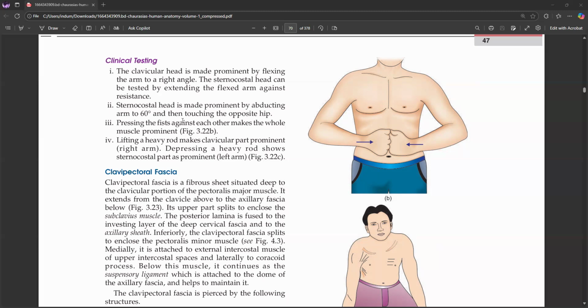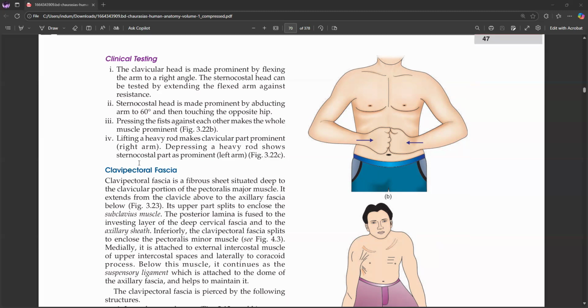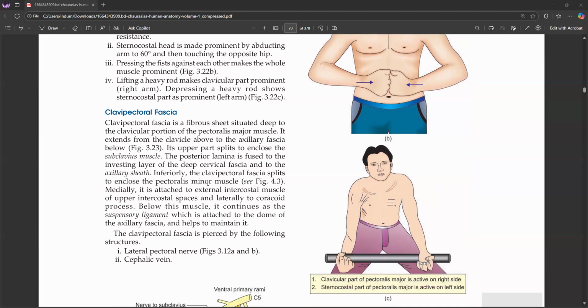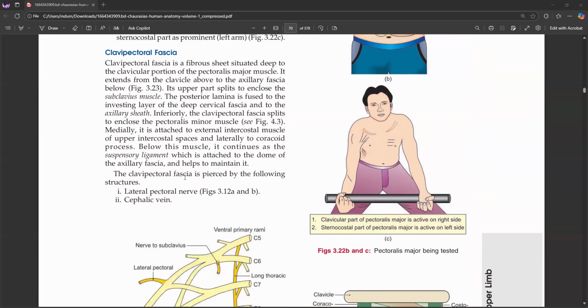Figure 3.22b. Number 4, lifting a heavy rod makes clavicular part prominent. Depressing a heavy rod shows sternocostal part as prominent. Left arm, figure 3.22c. Clavipectoral fascia.